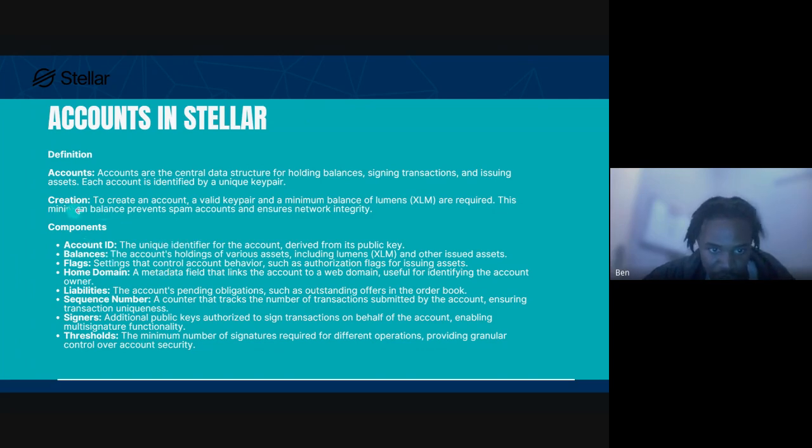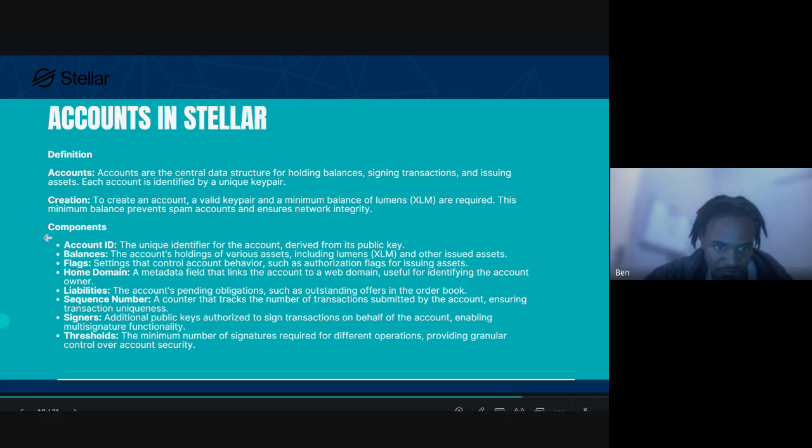So to create an account, a valid key pair and a minimum balance of lumens are required. This minimum balance prevents spam accounts and ensures network integrity. So if you create a wallet, for example, and there are no lumens, then you can't do any transactions on the live network. You can't do anything. There has to be a minimum balance of X lumens before you can start participating in the network or do transactions or sign transactions or anything.